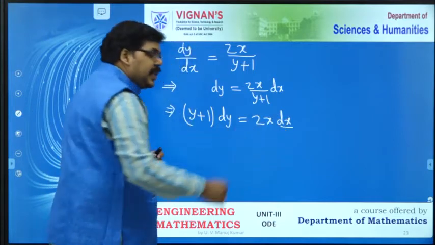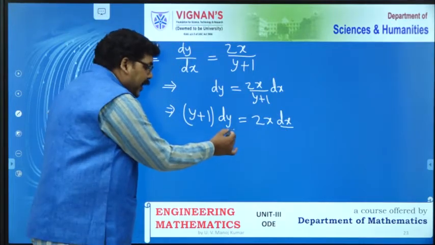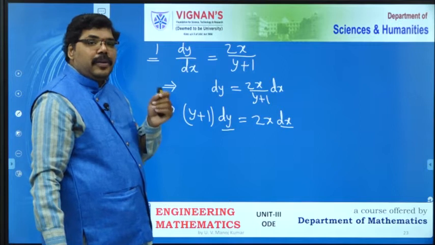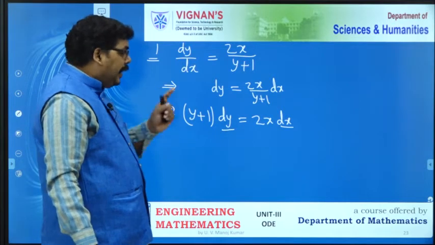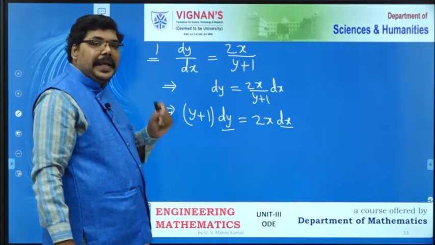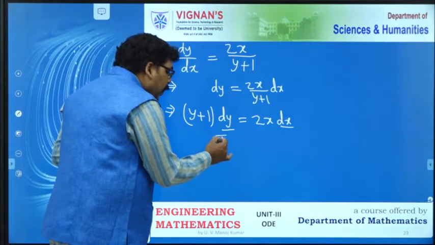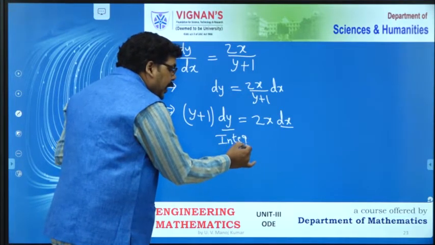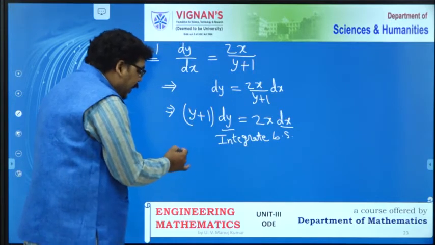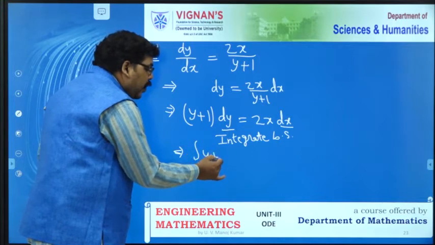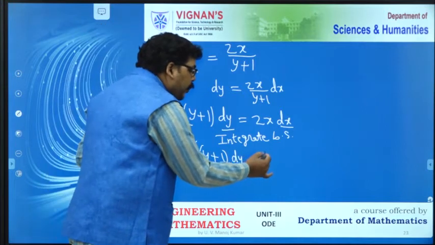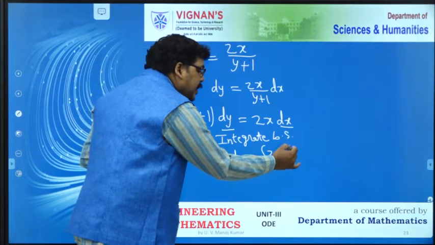So the dx coefficient is a function of x, the dy coefficient is a function of y. So then we can integrate on both sides. If the dx coefficient is a function of x and the dy coefficient is a function of y, then we can integrate on both sides. Integrate both sides. So when I integrate, the integral of y plus 1 dy equals the integral of 2x dx.